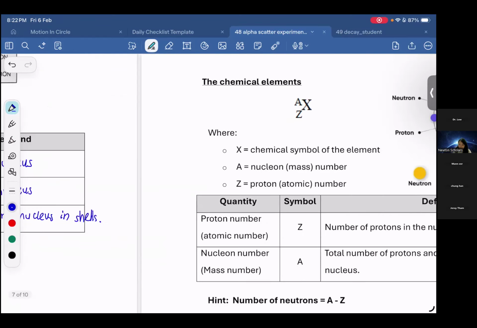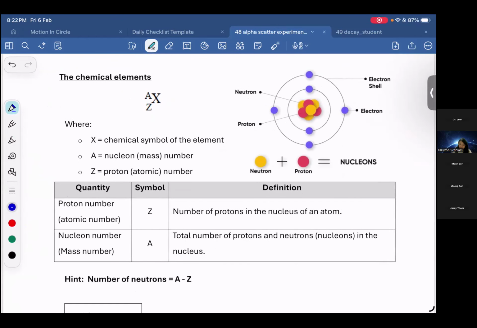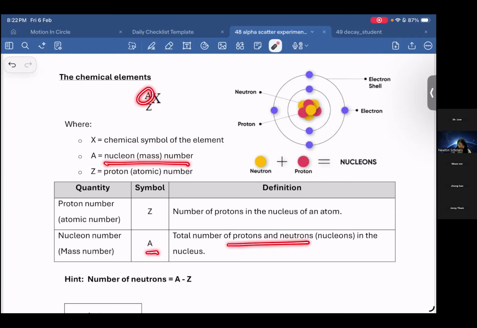So it goes to the next page. This one actually is easy, you already know about this. This is the nuclide notation. This part is the symbol of the element, for example lithium, potassium, calcium. So here we write calcium, Ca. Then A here is called the nucleon number, which is proton plus neutron. Then the Z here is called the proton number.